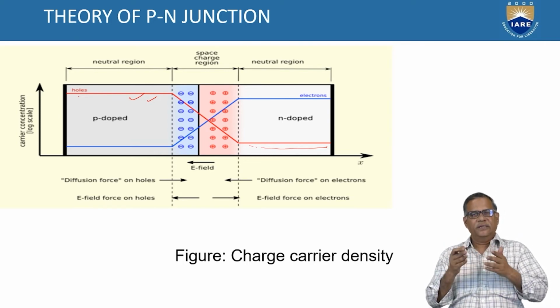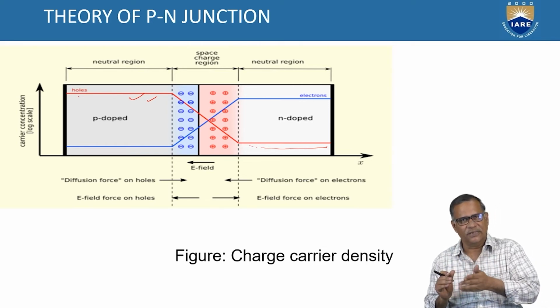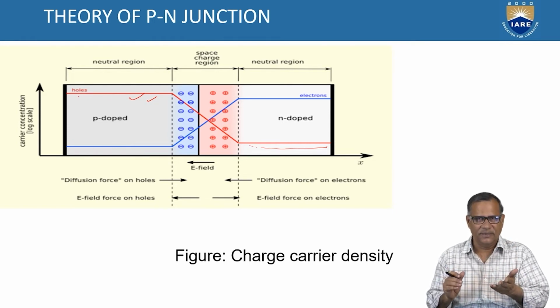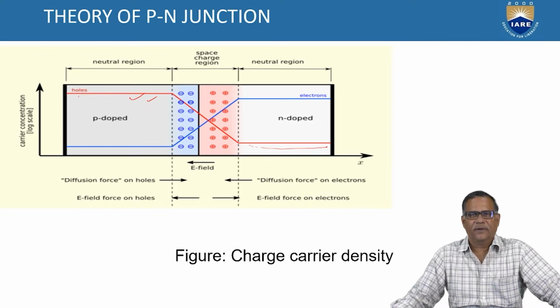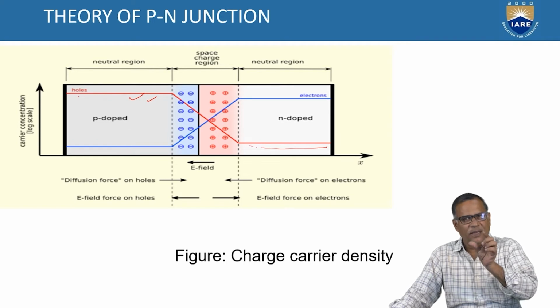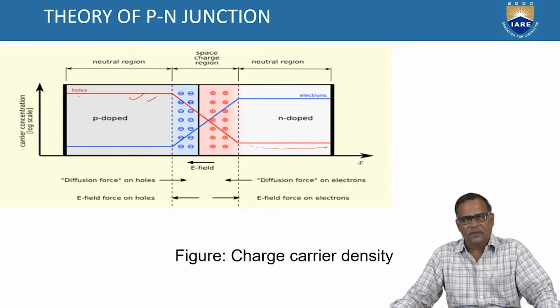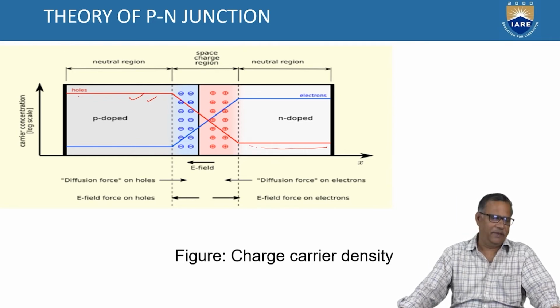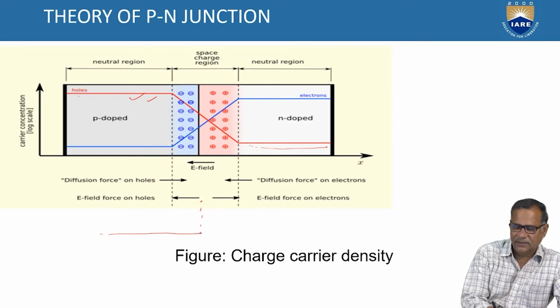At the junction, we have an accumulation of positive charge on the n side and negative ions on the p side. After some time, when this wall becomes sufficiently strong, there is no further diffusion current. This accumulation of positive and negative charges at the junction develops the barrier potential. So this is the junction, and the barrier potential is like this.